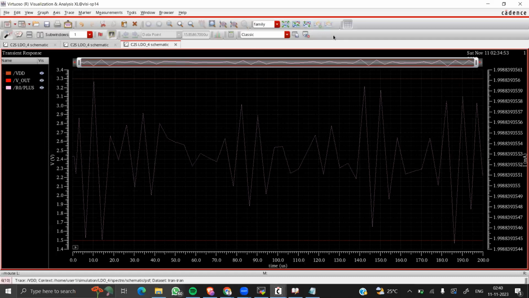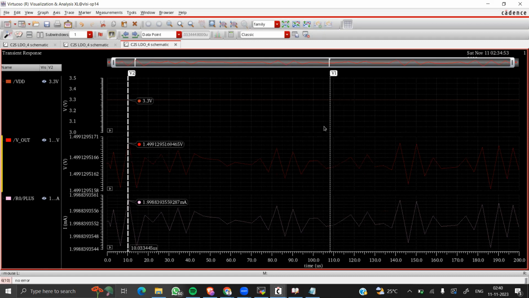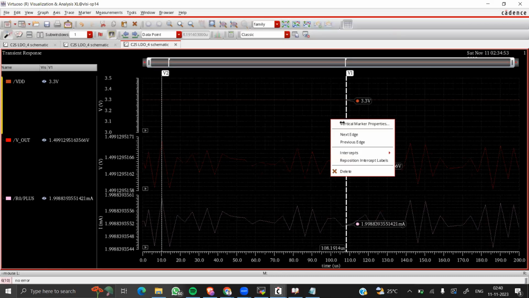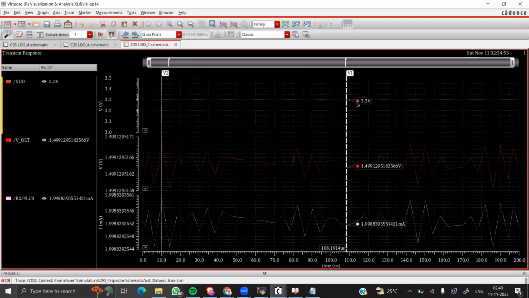This is a very high fluctuation, but it's in the microvolt range, so it should not affect us at all. Let me split it. As you see, this is 1.4499 volts and this is 1.49911. This means it's constant; the fluctuations are in the microvolt range. So with the input voltage of 3.3, output current of around 2 milliamperes, and output voltage of 1.499, it's like 1.5 volts. We're able to see a simulation of the output voltage for 1.5 volts.